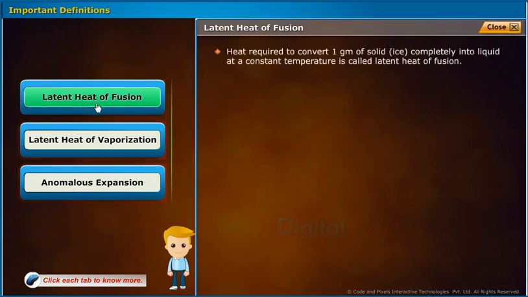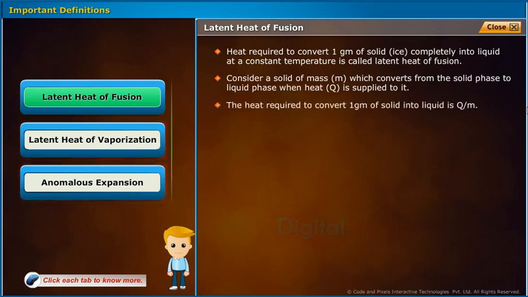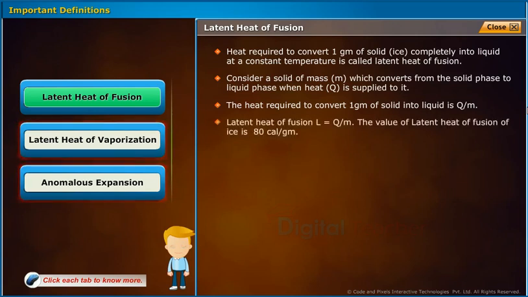Heat required to convert 1 gram of solid, that is ice, completely into liquid at a constant temperature is called latent heat of fusion. Consider a solid of mass m, which converts from the solid phase to liquid phase when heat Q is supplied to it. The heat required to convert 1 gram of solid into liquid is Q by m. Latent heat of fusion L is equal to Q by m. The value of latent heat of fusion of ice is 80 calorie per gram.